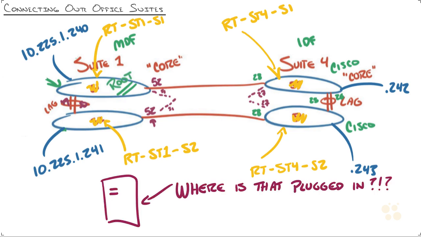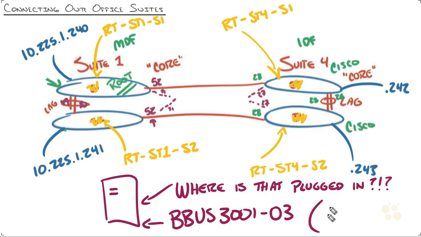So let's come back to the situation I was mentioning just a moment ago. There's a server, and we want to know where it's plugged in, and that's a very real situation right now. We have a server at this office named BBUS3001-03. Now that's the host name of the Windows server. A lot of people call that the DNS name. Our first milestone is to try and figure out what IP address that has. Sometimes it's really easy, and sometimes it's a challenge.